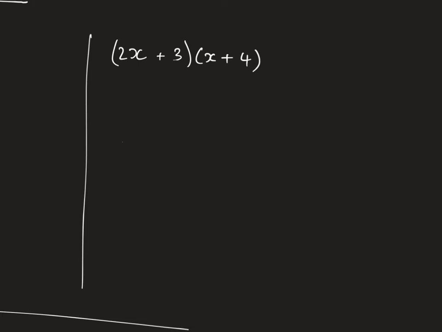What we've got is 2x times x, which would give us 2x squared here. And then we've got 2x times plus 4, which will give us plus 8x, and then we'd have 3 times x, and that's positive, plus 3x, and plus 3 times plus 4 gives us a positive 12 here.